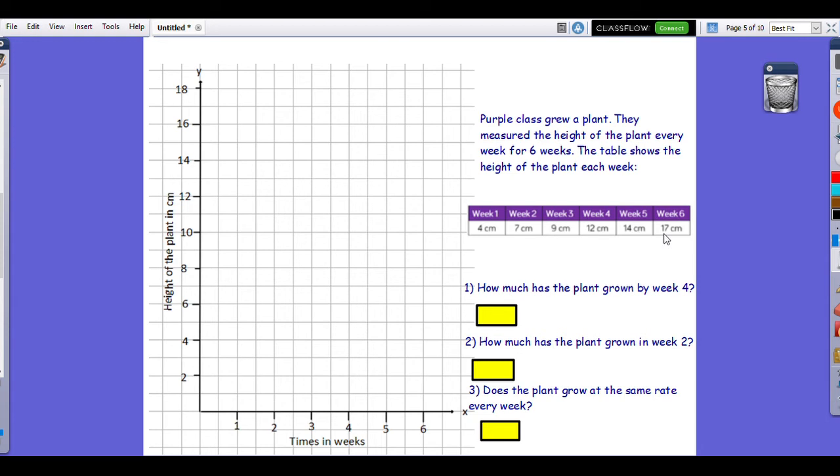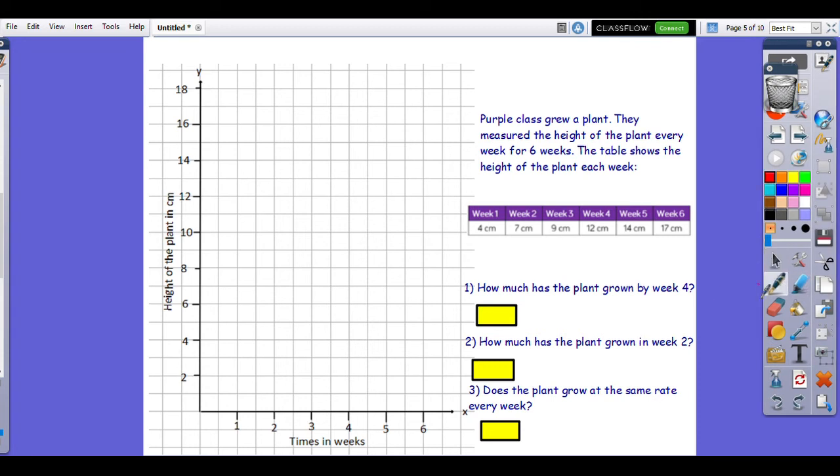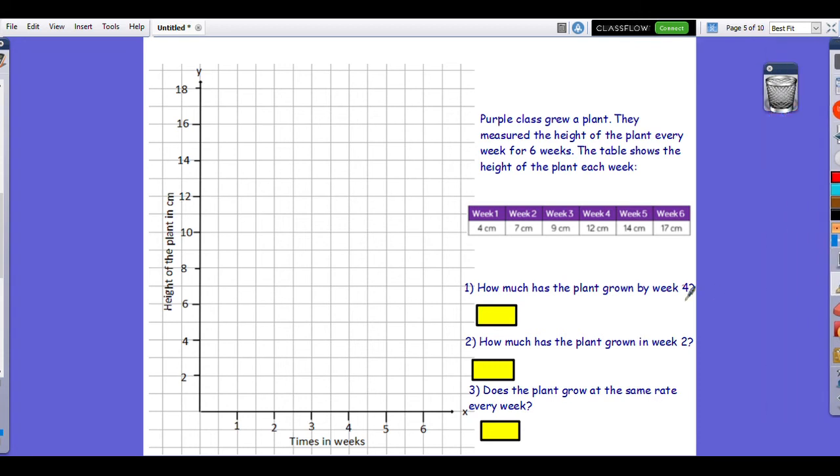up until week 6. The first thing we're going to do is we're going to try and plot this data onto our graph, okay, and make sure that we do that carefully. So you're going to need a sharp pencil and a ruler for this. So if you need to press pause and go and grab that now, do so.